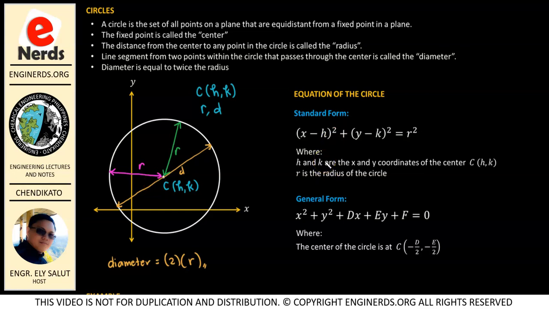Now, we have what we call the general form. So, our general form is the expanded form of the standard form. So, all you have to do is to expand this. As you can see, it is squared. It's a binomial. So, you can square this and expand the whole equation, then you will get the general form. Now, with this general form, we can get the center of the circle as negative d over 2 for our x-coordinate ng center and negative e over 2 as the y-coordinate of our center.